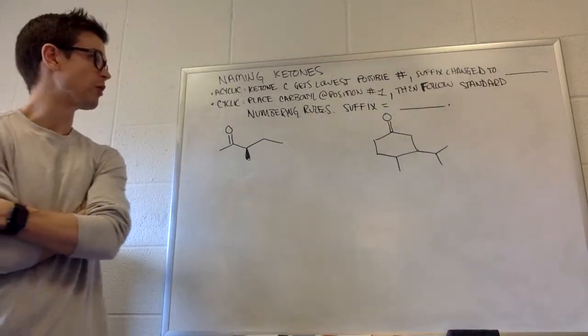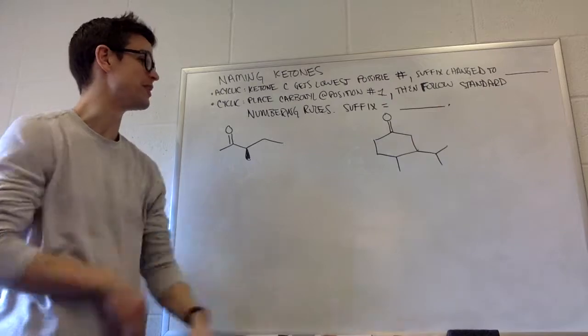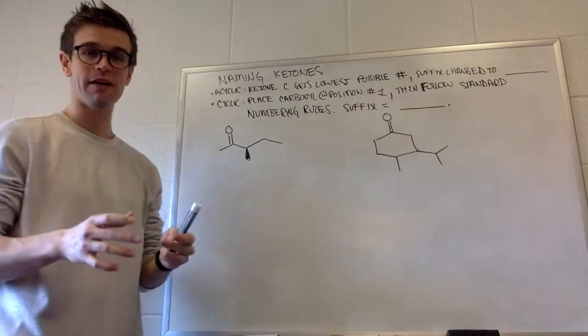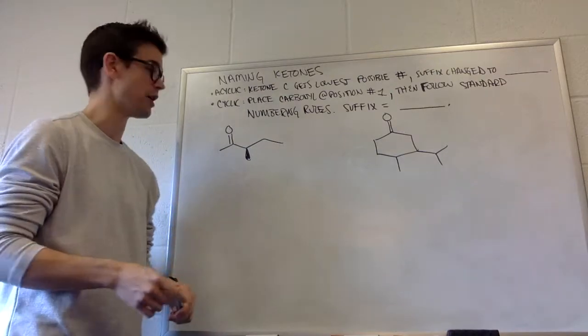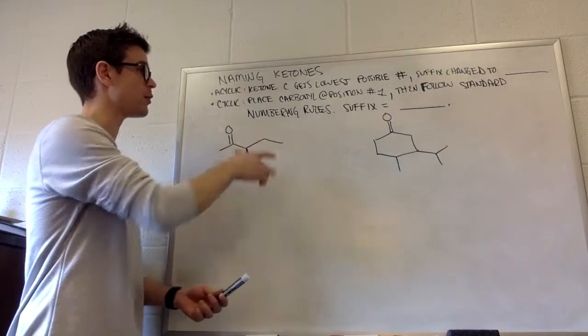All right, we know how to name aldehydes. What about ketones? Ketones are slightly different because they don't have to terminate a chain. You know, if we had an aldehyde here, it has to be on one of the ends. A ketone can be anywhere within.